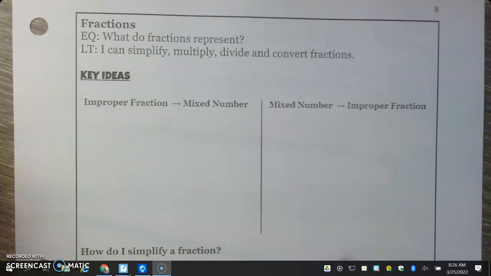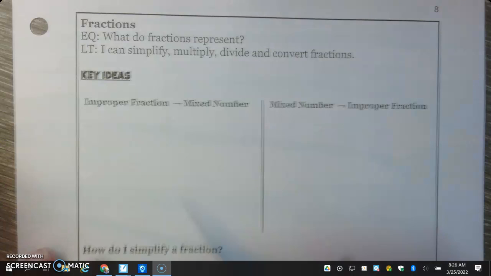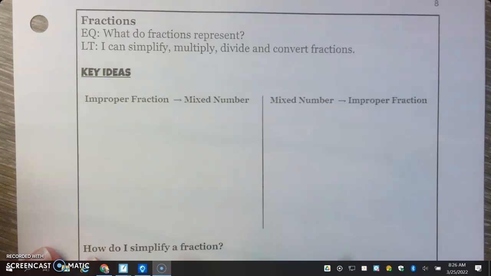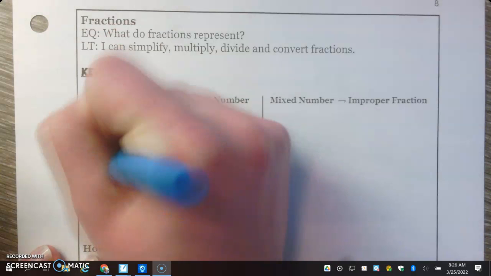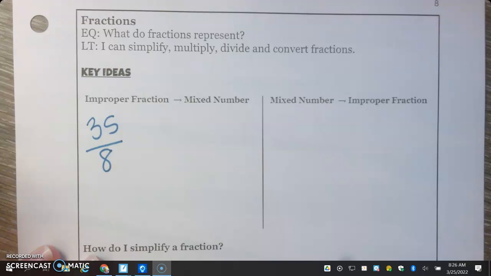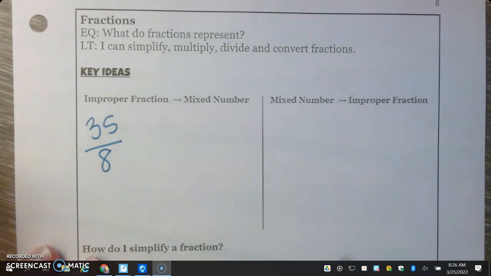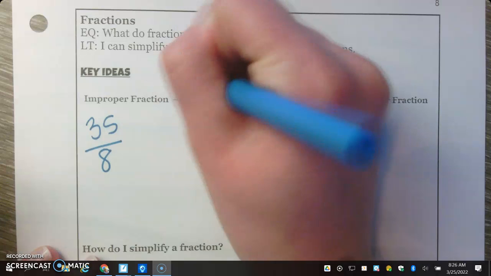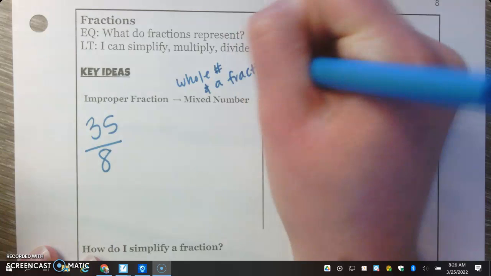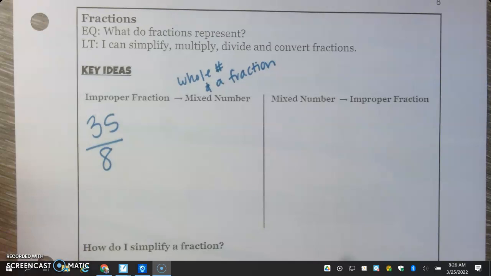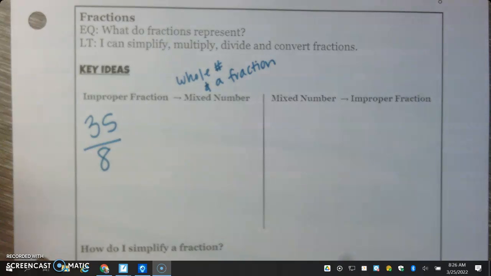But what is an improper fraction? Why is it not proper? What is weird about it? Do you remember? So an improper fraction has a numerator, or top number, that's bigger than the bottom. So an improper fraction would be 35 over 8. And a mixed number has both a whole number and a fraction. So we're trying to change this to be a whole number and fraction.